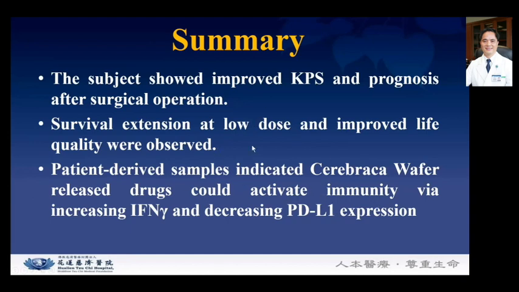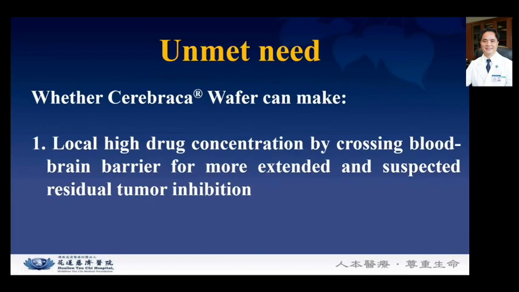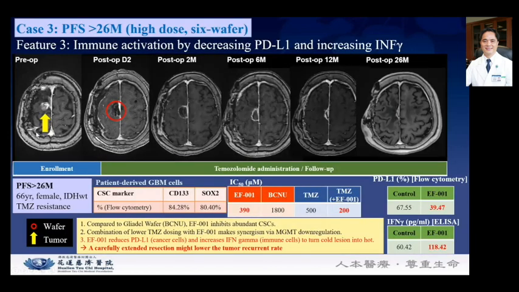So this is the basic molecular study for these cerebral cord wafers. And we also would like to know whether this drug can spread into the residual tumors here. This is the case which was implanted with 6 cerebral cord wafers at day 2, months, 6 months, 12 months, 26 months. So the tumor disappeared, and the tumor stem cells contain 84% SOX2 positive cells, and they have a very remarkable temozolomide synergistic effect.